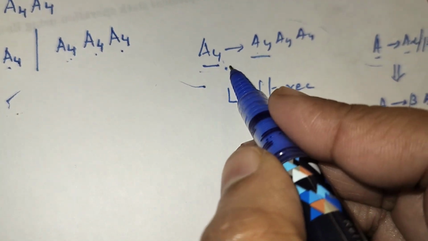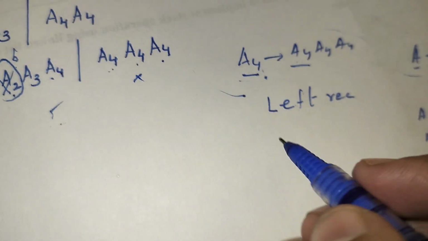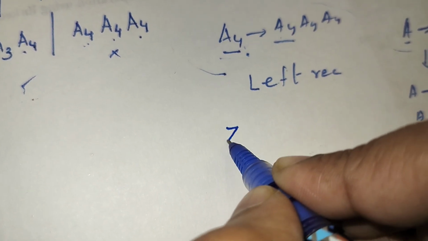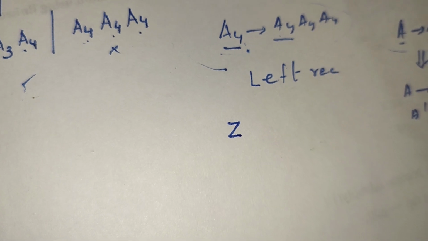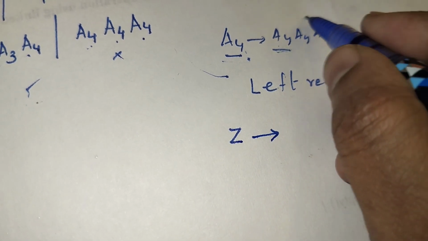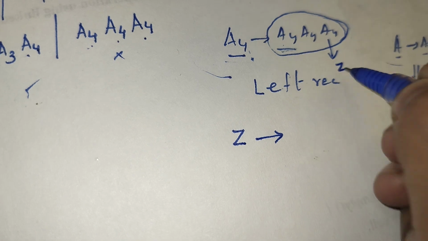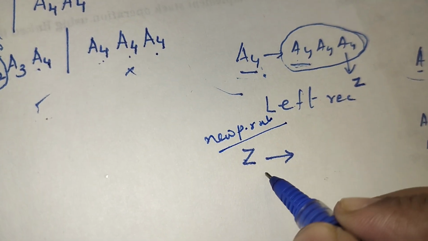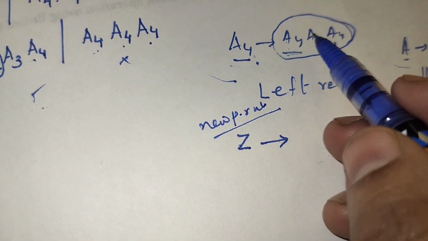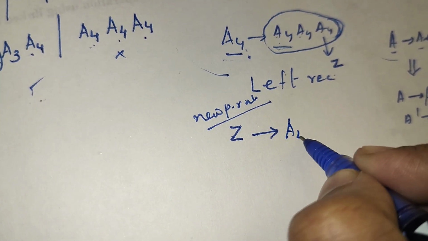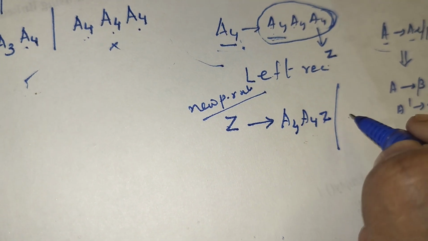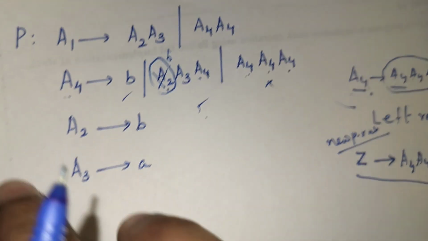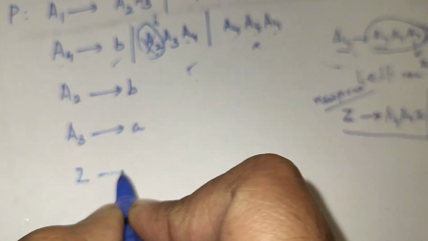So how to eliminate this left recursion from this production? You need to write a new production rule by introducing a new non-terminal. I am writing the name of the new non-terminal as Z. Z gives, the right hand side becomes this one. How? The last non-terminal should be replaced with this non-terminal. Here what is this? A4, A4, A4. Last non-terminal should be replaced with Z. So Z gives A4, A4 Z bar. This is with Z. Then without Z means no need to write Z, that is A4, A4 only. So this is a new production that we are going to add to our existing production rules. I am going to add this production rule to the grammar.